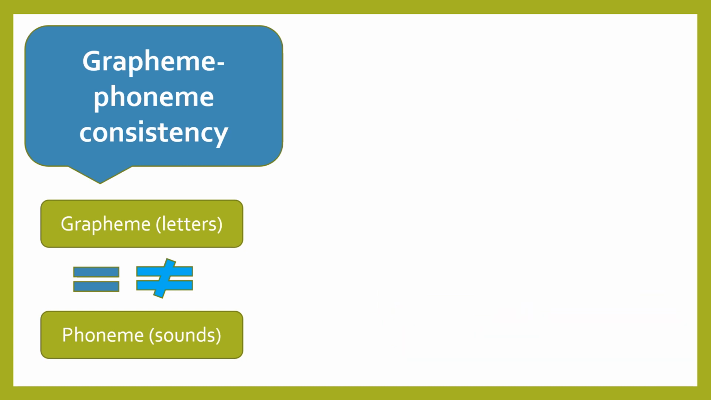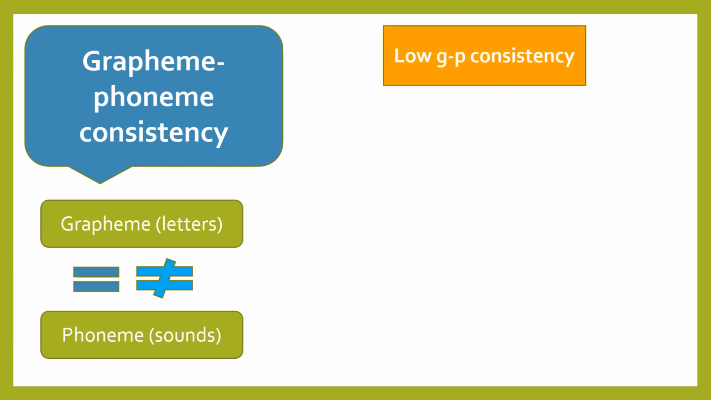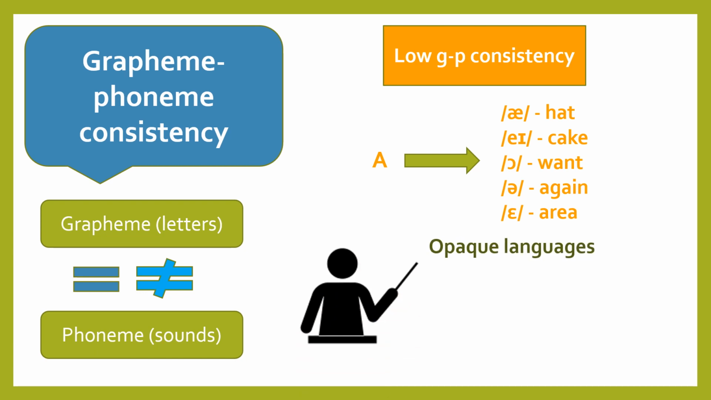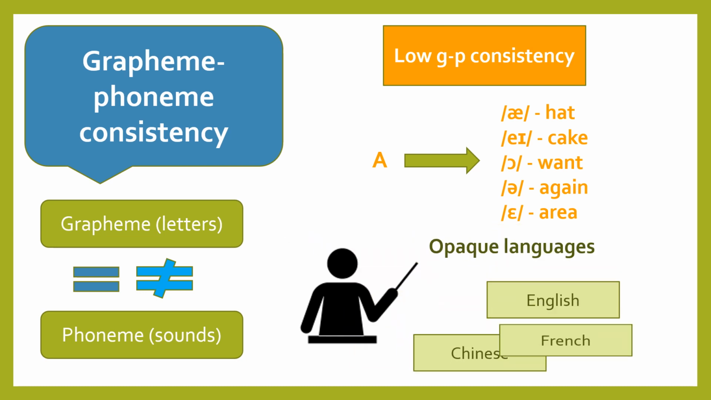In contrast, a low grapheme-phoneme consistency means that there is not a direct relationship between the letters and sounds. In this case, the letter A can be pronounced in different ways, like hat, cake, once, again, or aria. Languages with a low grapheme-phoneme consistency are called opaque languages. Examples of languages with an inconsistent spelling system are English, Chinese, and French.